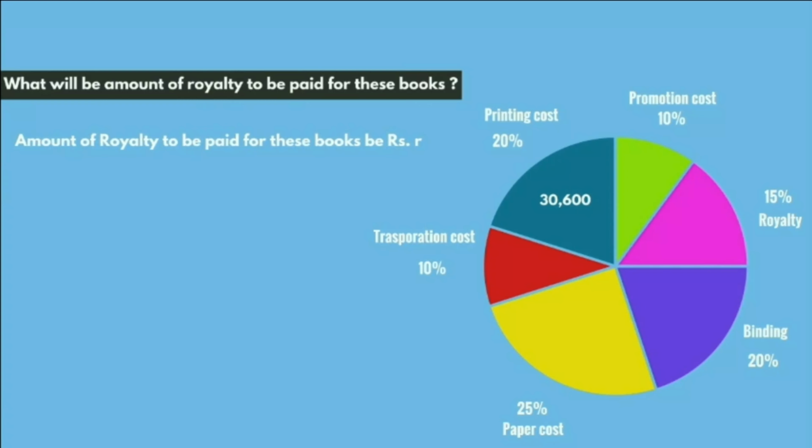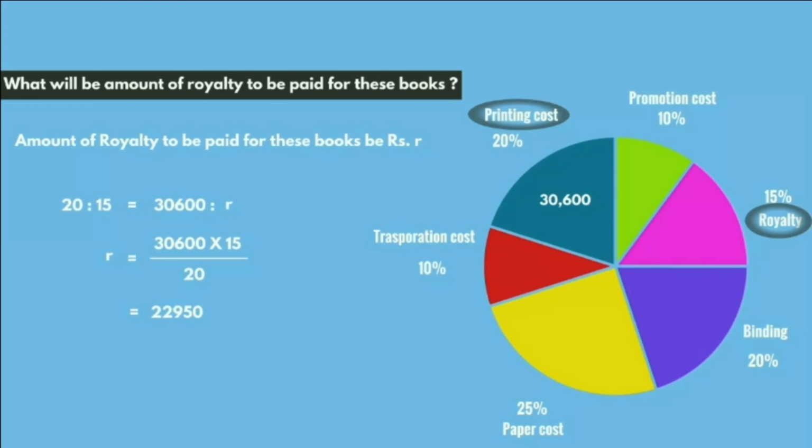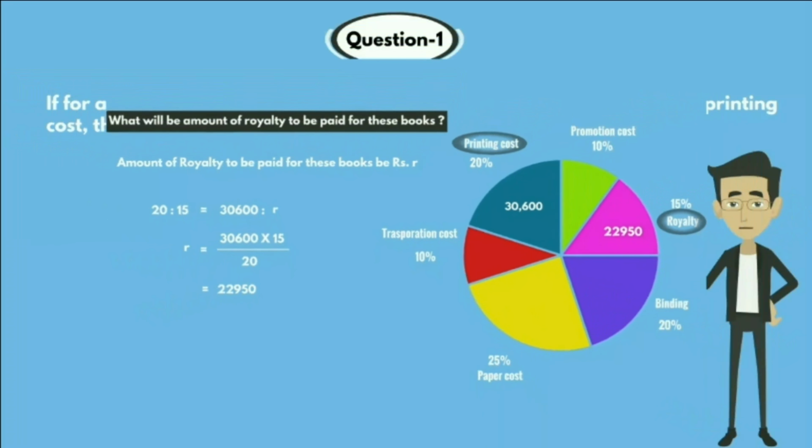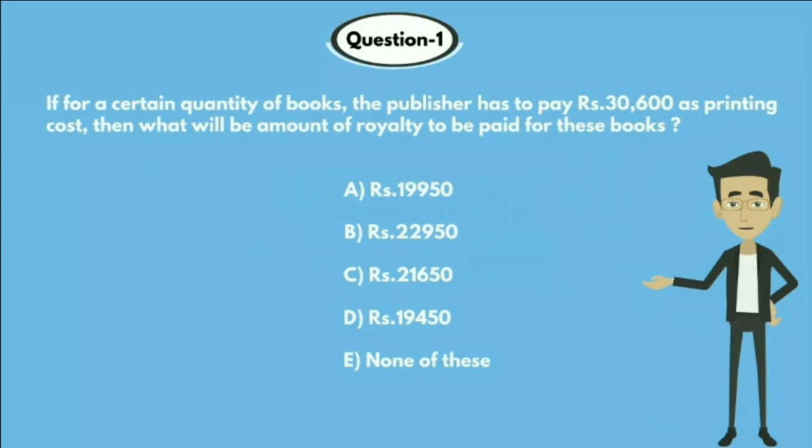And from the data, we know the ratio of printing cost and royalty is 20:15. That equals 30,600 is to R. That is, R equals 30,600 into 15 by 20. After solving this, we get 22,950. So it is clear that the amount of royalty to be paid for these books is 22,950 rupees. So the answer is option B, 22,950 rupees.